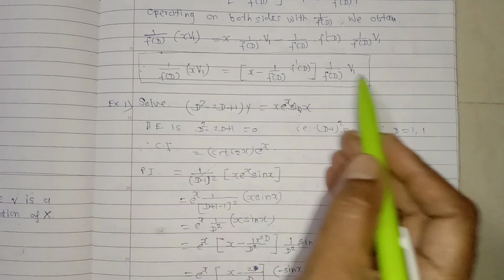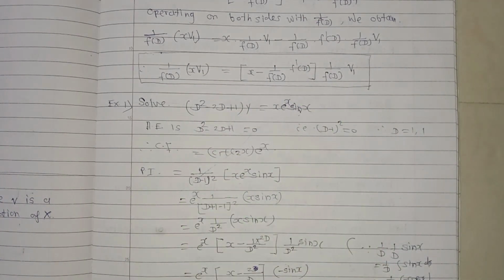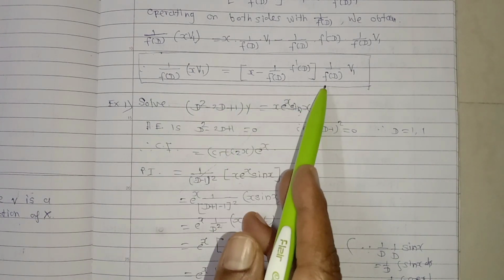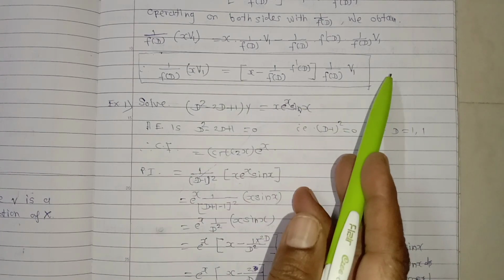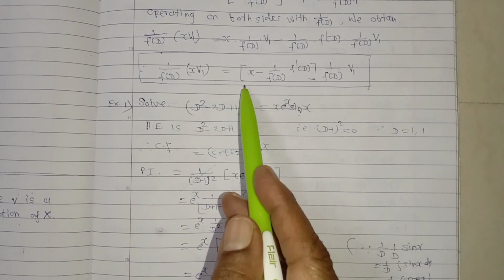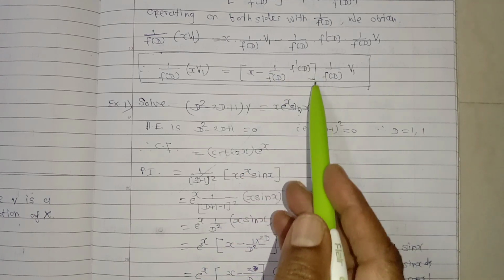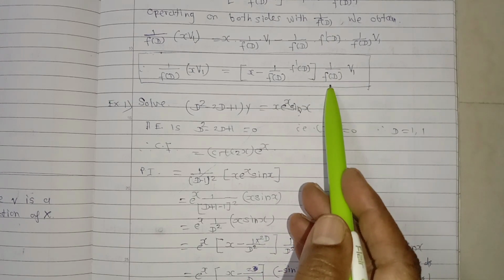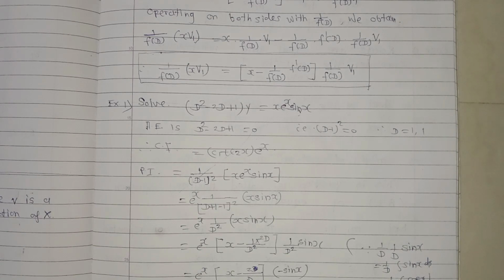If there is phi, then here the operating factor is phi. So sometimes this formula can be asked in an objective as 1 upon f(D) operated on x into phi equals, dash dash, equal to x in bracket x minus 1 upon f(D) into f dash D operated on f dash D bracket complete into 1 upon f(D) operated on phi, if x into phi is the operating factor.